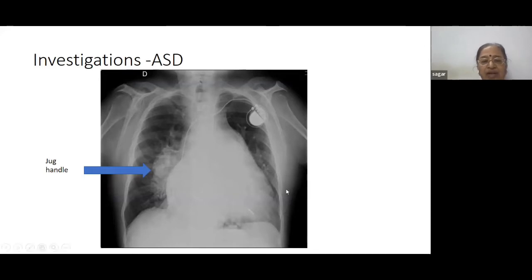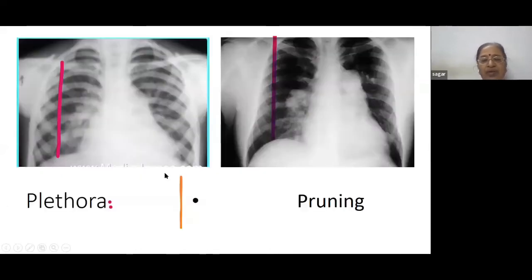Investigations in ASD: this is a very classical ASD with what we call a jug handle appearance of the main right pulmonary artery. This is supposed to be a jug, that is supposed to be the handle, and you can see the very large pulmonary artery, and of course a very large pulmonary artery here also. And then you've got an RV apex, there is a cardiomegaly. Of course, you can't see the RV unless you take a lateral X-ray, and there is some amount of pulmonary congestion. So this is called the jug handle appearance, and it's called the hilar dance when you do a fluoroscopy.